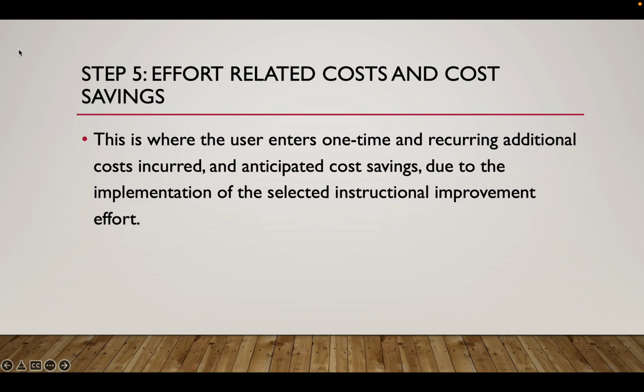Step 5 is effort-related costs and cost savings. This is where we look at the fees. This could be one-time, recurring, or unexpected costs, and what it's going to cost to get this product out there. There are lots of different things to think about with this.